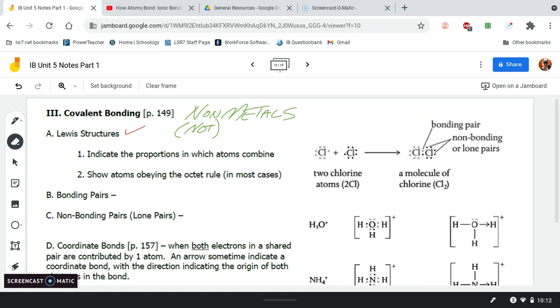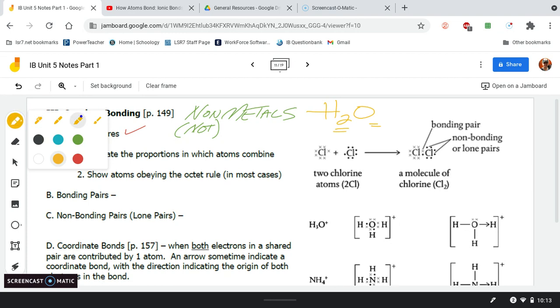Okay, so let's look at some of this. It says the Lewis structure is going to indicate the proportions in which atoms combine. So that's just if you've got water, that's just like saying, okay, hey, in water you get 2 H's and 1 O, right? Like that's not a big deal. It also shows atoms obeying the octet rule if they do obey the octet rule.